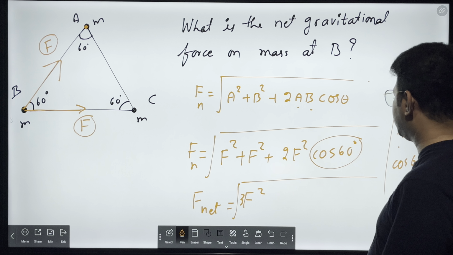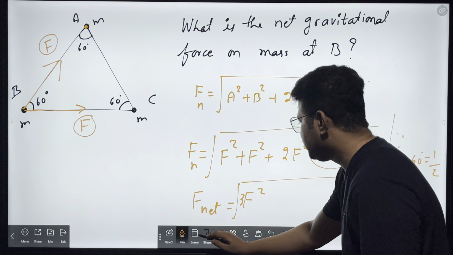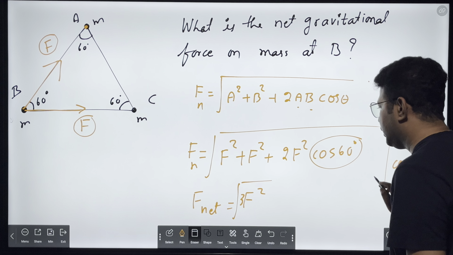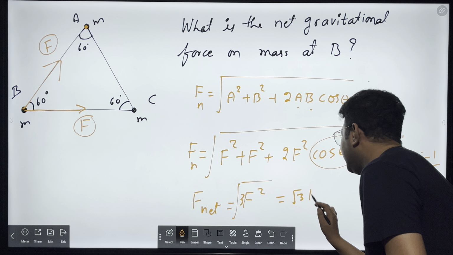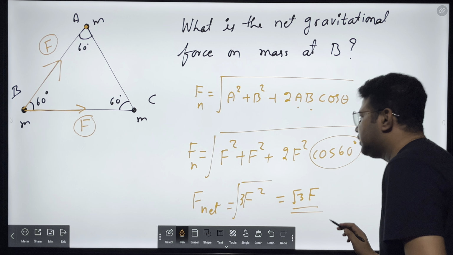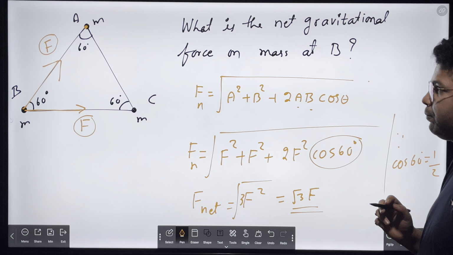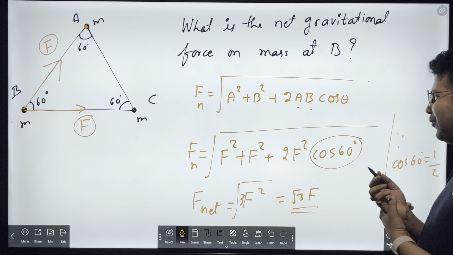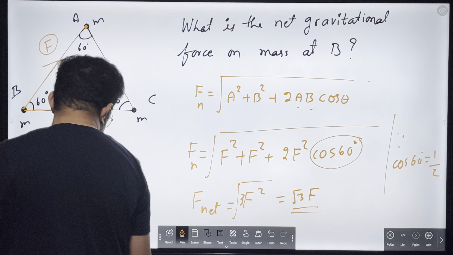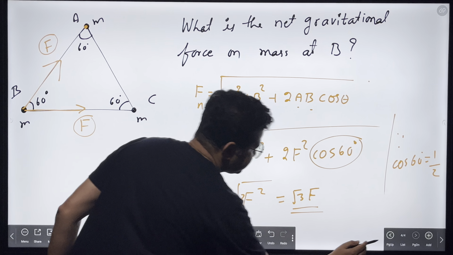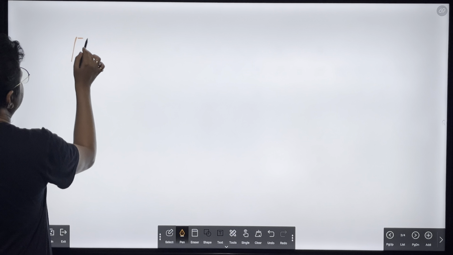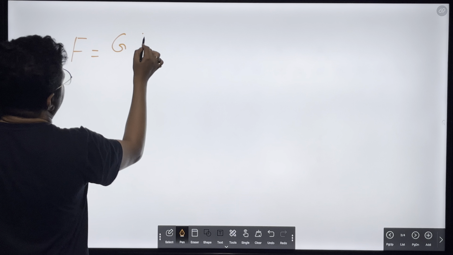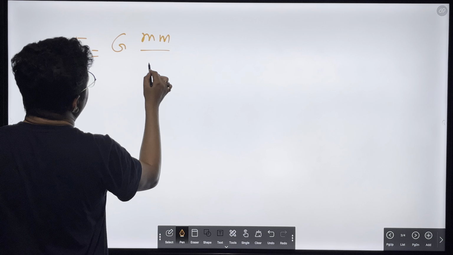What is square root of 3F square? Square root of 3F square is equal to root 3 F. What is the resultant net force? Root 3 F. But what is F? That we have to find out. What is F? F is equal to G into M1 M2 by R square.